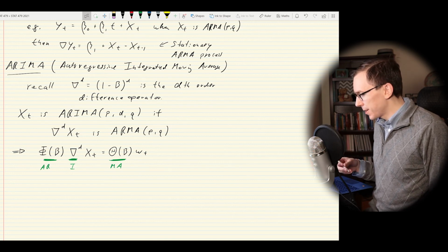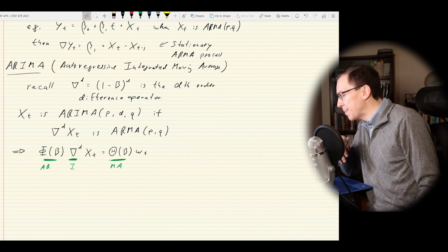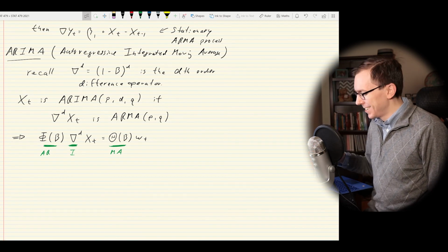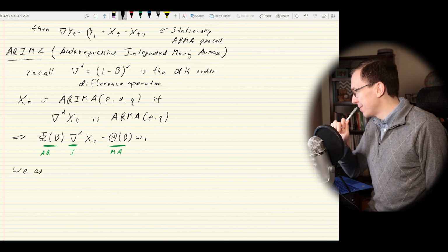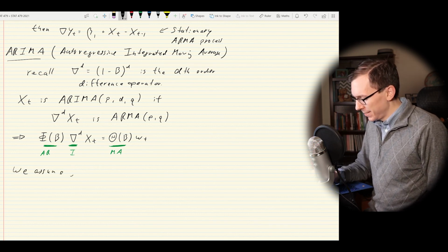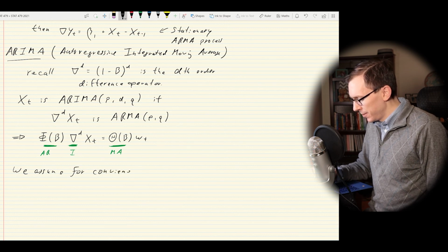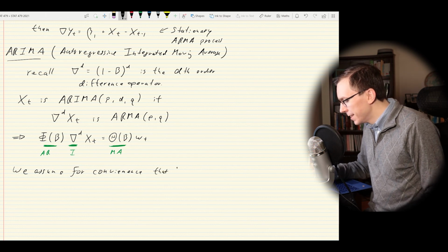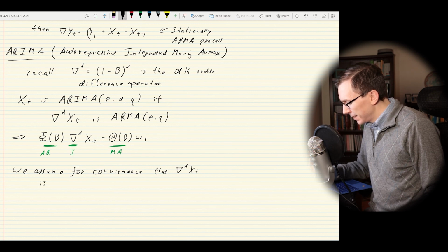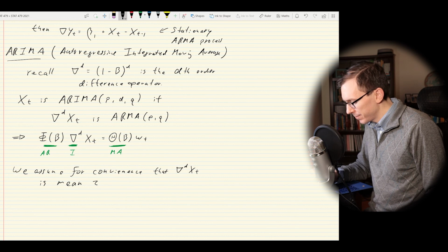But for now, I'm just going to talk about the mean, and then that looks about enough for a good, solid, tedious theoretical lecture. So I'll say we assume, for convenience, that the dth difference of x_t is mean zero.